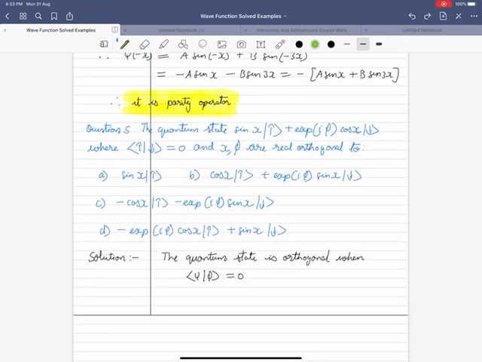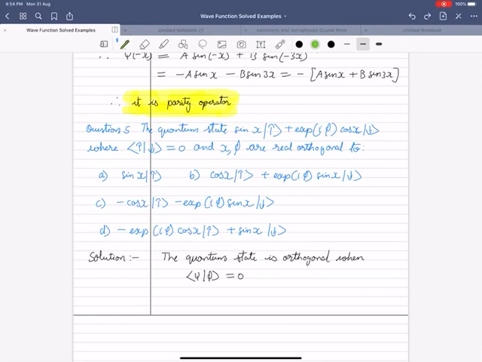The quantum state is sine x, and then there is spin up, plus exponential I phi cos spin down. Where your spin up and spin down, when you take a scalar product, it becomes 0, and x and y are real, orthogonal. So in this question, you have to choose from these 4 options which wave function we will take, and it will become orthogonal to the given function.